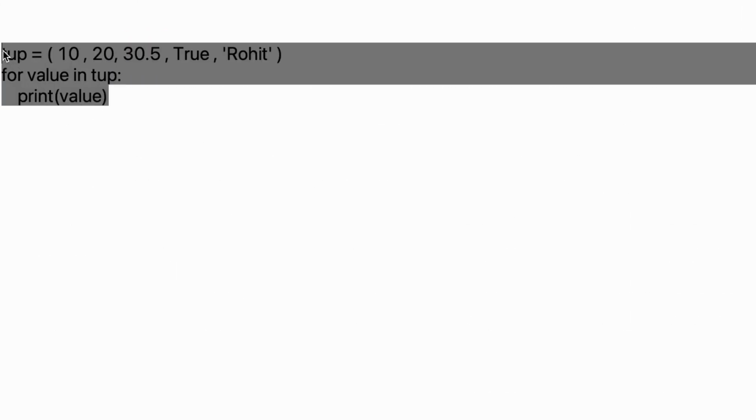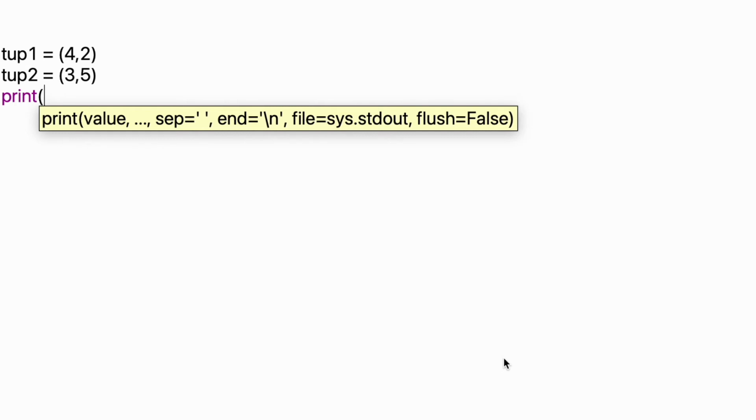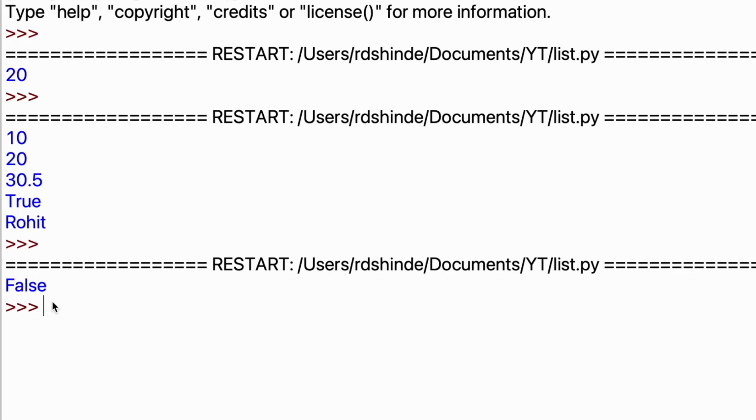Let us say we have two tuples. First one is tup1, and it contains two values, that is 4 comma 2. Then we have another tuple, that is tup2, and it contains two values, that is 3 comma 5. So now if I want to compare these two tuples and I want to print the result of their comparison, then I can use print, then tup1 less than tup2. So what will be the result? Let us see the output, then we will see how it is working behind the scenes. So the output is false.